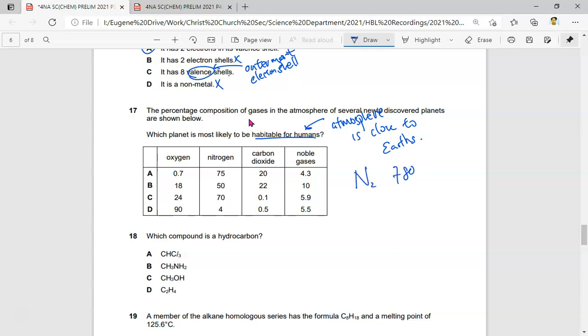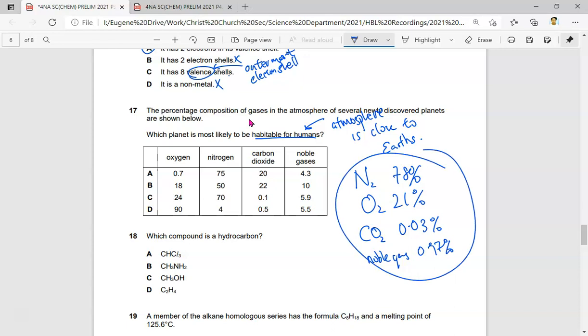Nitrogen, about 78%. Oxygen, about 21%. CO2, about 0.03%. And subsequently, the rest are all noble gases, which is about 0.97%. So this is sort of like the composition of dry air on Earth. So which one is close to this? Answer will be C. The values are very close.